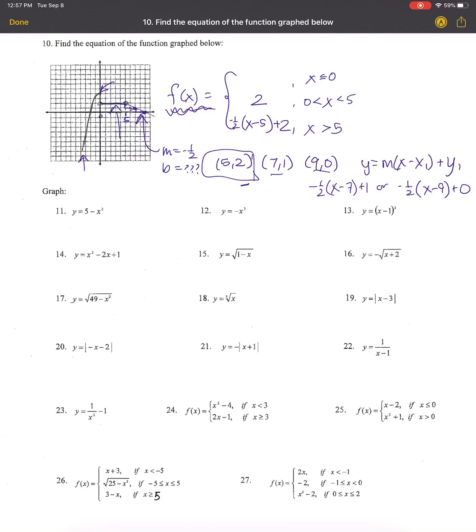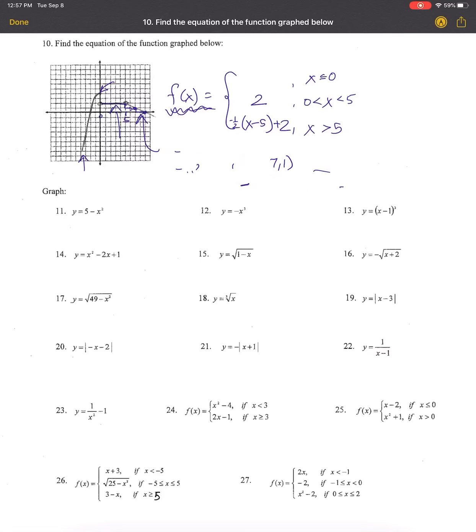And then the last part of this is to figure out that parabola piece.